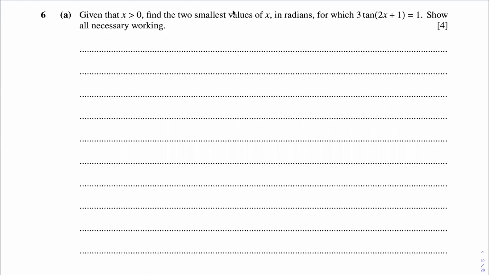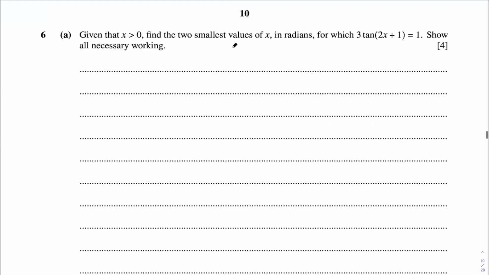In question 6, it is given that x is greater than 0. We have to find the two smallest values of x for which 3 tan 2x plus 1 is equal to 1. So 3 tan(2x + 1) can be written as tan(2x + 1) is equal to 1/3. Tan inverse of 1/3 will give us the basic angle, which is 0.322 in terms of radians.